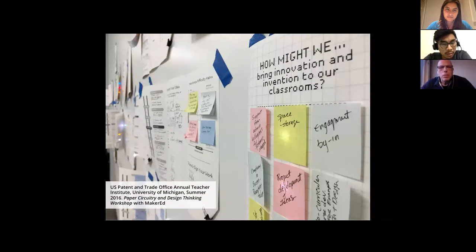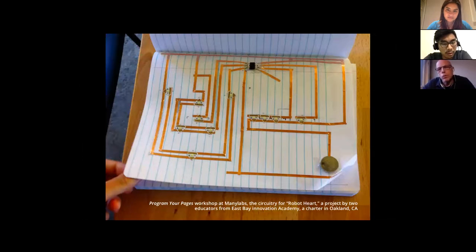So this is an example of some data literacy and design thinking work we did last summer with the U.S. Patent and Trade Office. This is with 50 teachers at the University of Michigan. Here's an example of the format that we're thinking about.